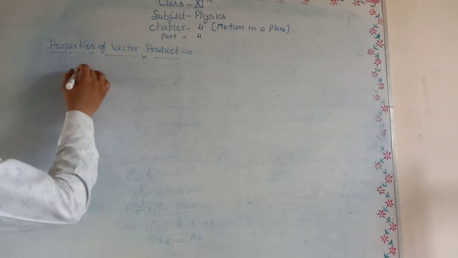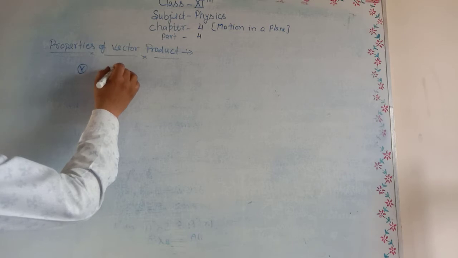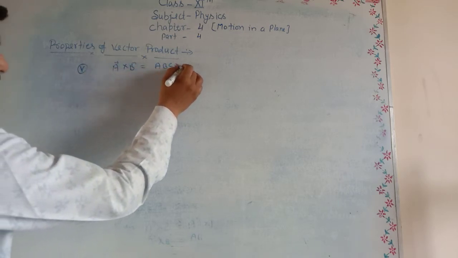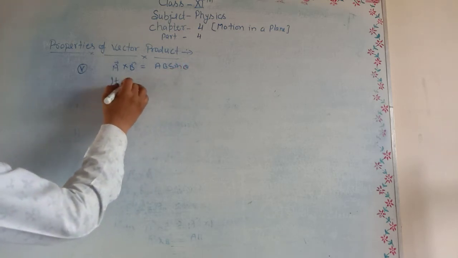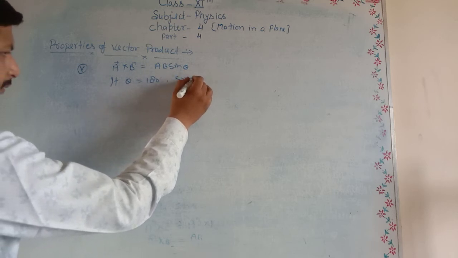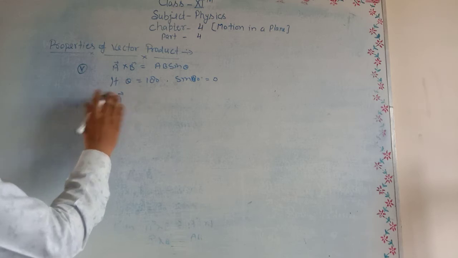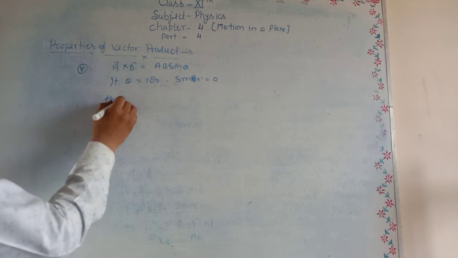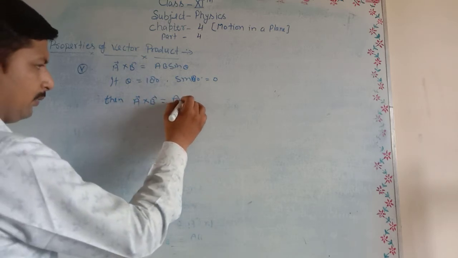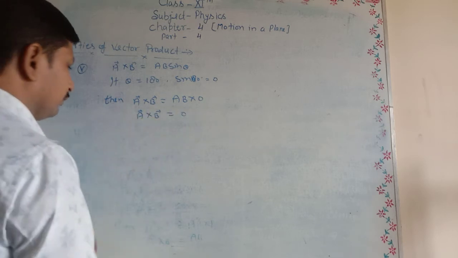Then next, property 5: A cross B equal to AB sin theta. If theta is equal to 180, sin of 180 is equal to 0, then A cross B is equal to AB into 0 and A cross B equal to 0.